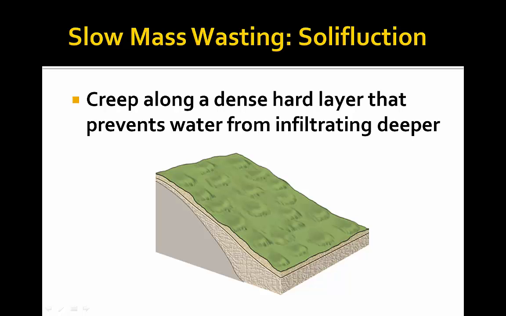Solifluction is listed separately within your textbook, but it's really a type of creep. Specifically, it's a type of creep that occurs over a dense, hard layer that does not allow water to penetrate any deeper. Because of that, it's going to allow the soil to move very slowly in small little lobes. Now, this is most common in areas that are underlain by permafrost. In the case of permafrost, you have ground that's permanently frozen, so water cannot infiltrate and simply stays in the topmost layer of soil.